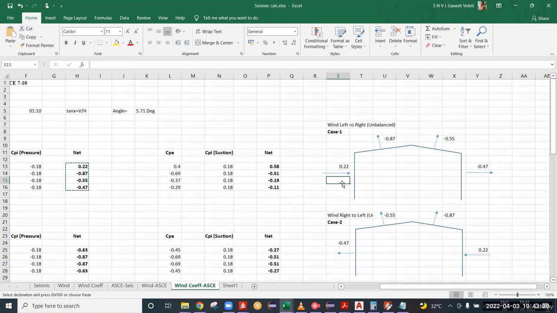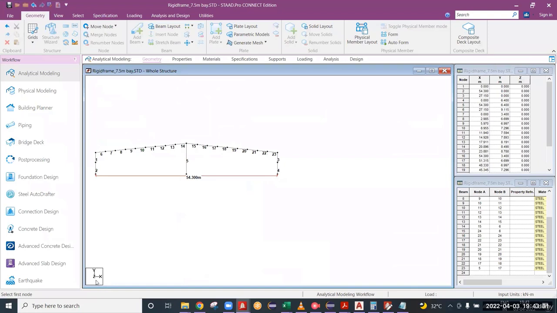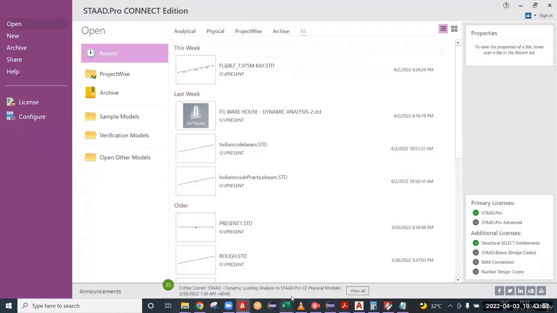Okay, so how to apply these things in our STAAD? So it is acting towards right, right? X direction, what is the notation or symbol we have to use towards right? Only positive, right? X direction is towards positive in the STAAD, Y direction is towards positive in the STAAD here. Y direction is towards upwards, Y is positive. X is towards right, X is positive here. So like that you have to give.